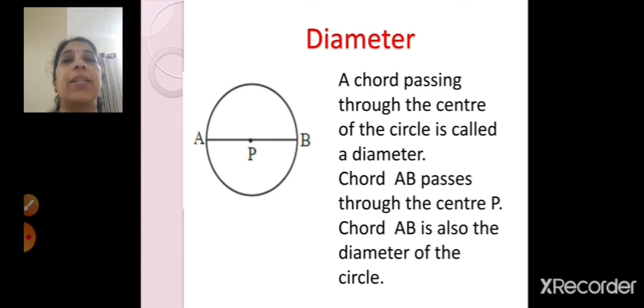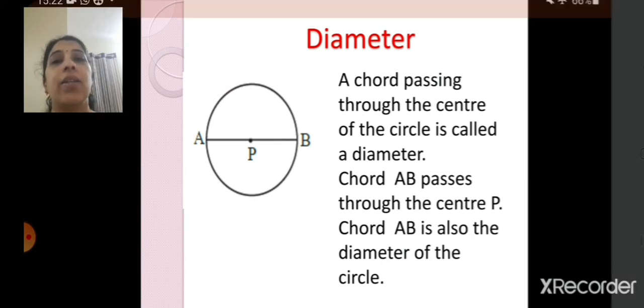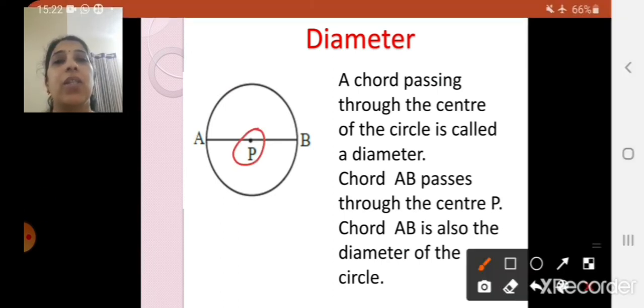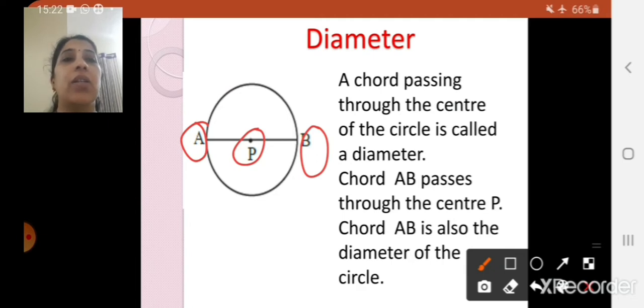A chord passing through the center of the circle is called the diameter. Now you can see here, children, point P is the center of the circle and point A and point B are there, right? So this point A is passing through the center of the circle P till the point B. So segment AB is your diameter, right?